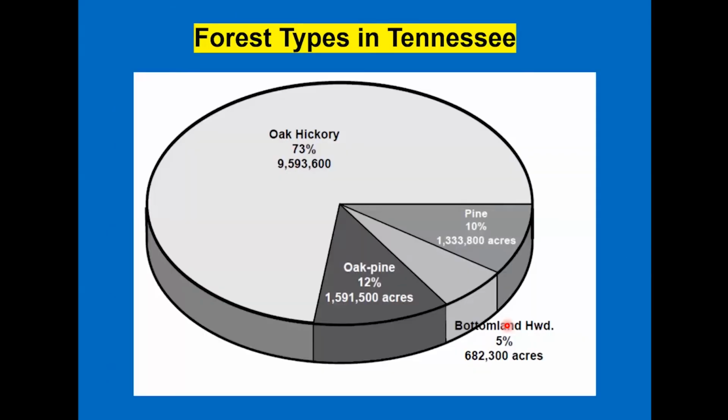Here are the types of forest in Tennessee. The oak hickory, we said, was almost three quarters. There's pine, there's those bottomland hardwoods over on the western side of the state, and then oak pine.